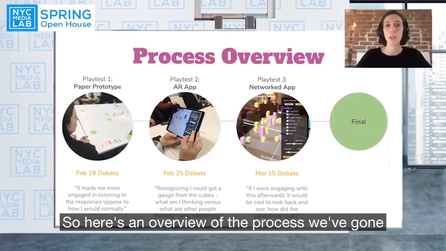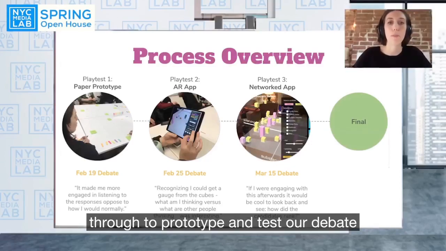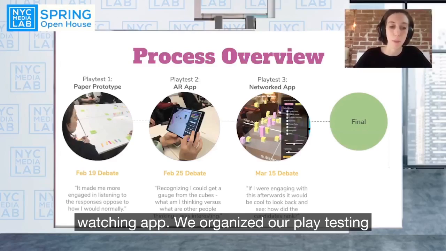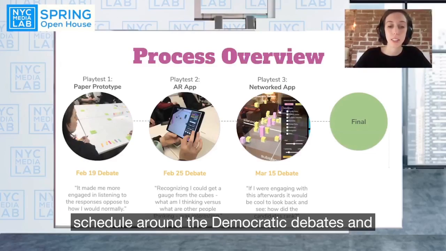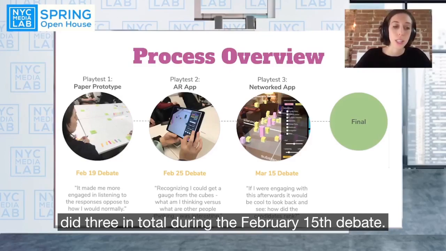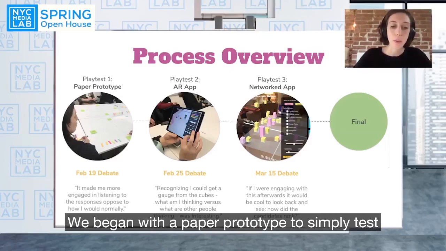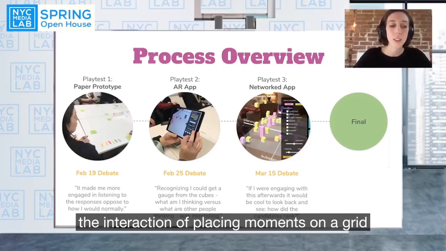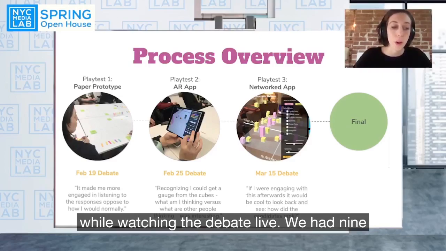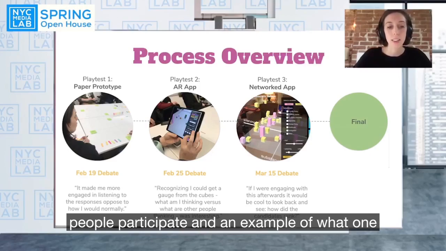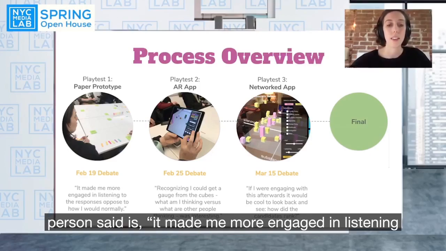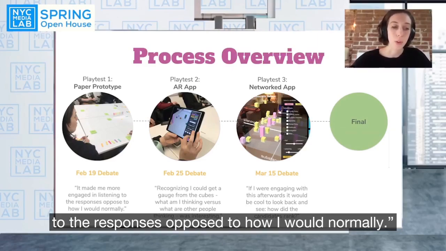So here's an overview of the process we've gone through to prototype and test our debate watching app. We organized our playtesting schedule around the Democratic debates and did 3 in total. During the February 15th debate, we began with a paper prototype to simply test the interaction of placing moments on a grid while watching the debate live. We had 9 people participate, and an example of what one person said is, "It made me more engaged in listening to the responses opposed to how I would normally."